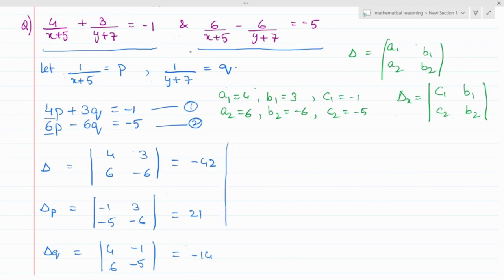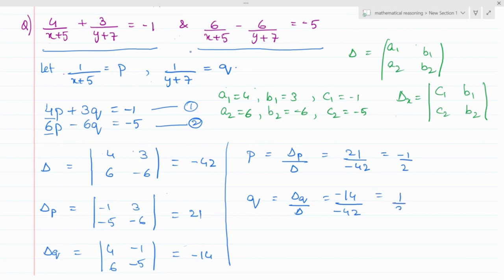So first let us find the variables. p is delta p upon delta. Delta p is 21 upon -42, which is nothing but -1/2. Next q is delta q upon delta. That is -14 upon -42, which is nothing but 1/3.